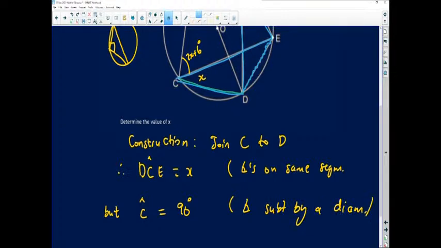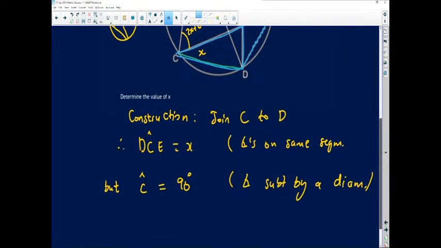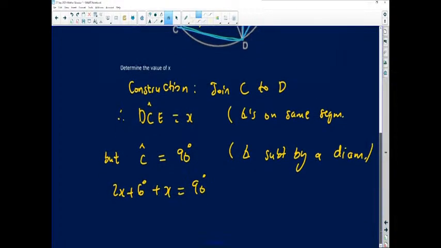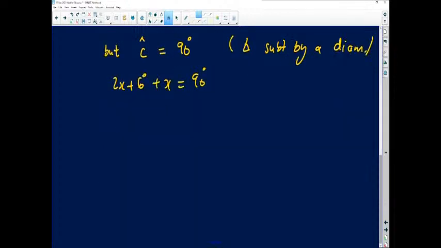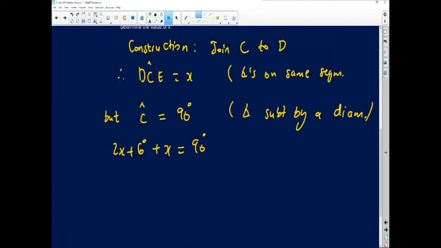Once I've got that, I can now start writing what we have. Angle C is 2x added with 6 degrees, plus the other piece, which is x, and all this must give me 90 degrees. This is very common when you're doing IEB, so don't be scared of construction if there's a need, but I think in NCS, the chances of that happening are very minimal. So I've got 2x and 1x, which gives me 3x. I'm now going to take the difference between 90 and 6. When you subtract 6 on both sides, you get 84 degrees. So I'm just going to divide both sides by 3.